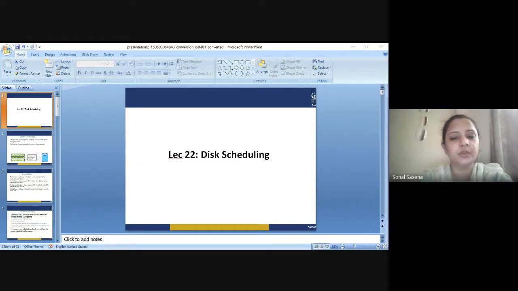Now, before starting with this, we have some prerequisites. Those are: magnetic disk structure is required. One single unit of disk is called a platter. Every platter is divided into circular shaped tracks. Then every track is further divided into sectors. Then the speed of the disk is measured with the help of transfer rate and random access time. Then there are seek time and rotational latency.